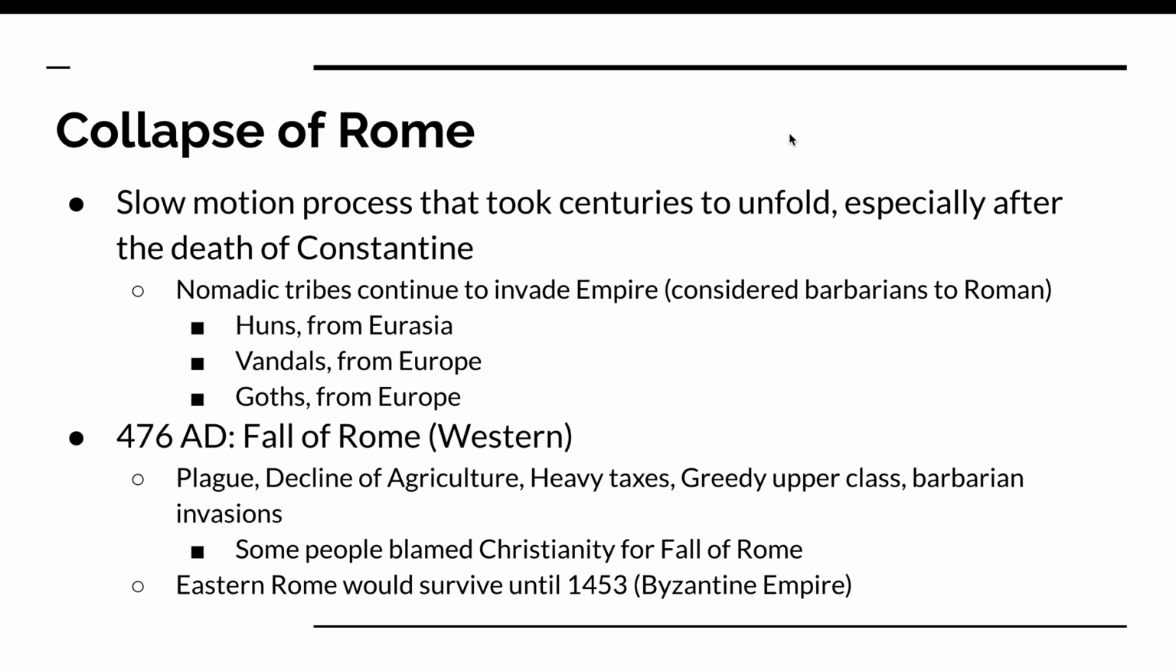The collapse of Rome is a slow motion process. It takes place over centuries. Really, it starts to ramp up after the death of Constantine. But the invasions had begun as early as the 4th century BC, and they continued into the 1st century CE, the 2nd, the 3rd, all the way up until the 4th. Now, the date we use for the fall of Rome is 476, which I mentioned prior.